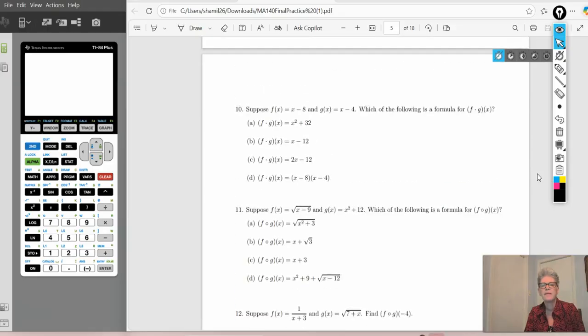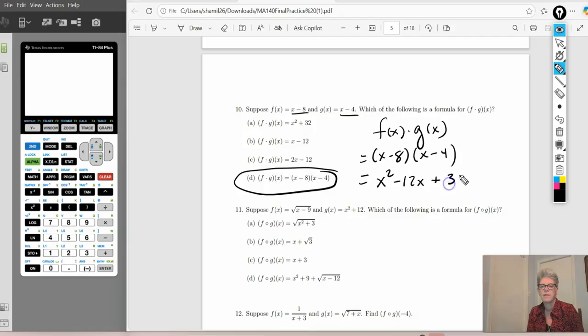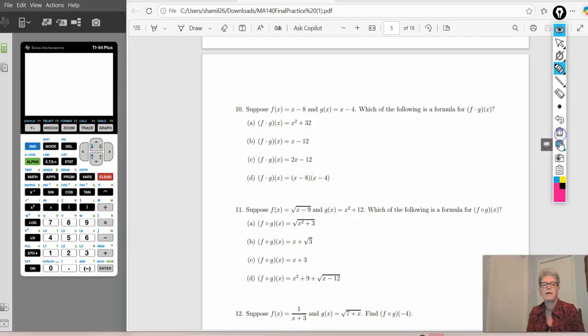Okay, once again, that's simple multiplication there. So f times g, so it's a formula for f times a formula for g. And so it's going to be x minus 8 times the formula for g, x minus 4. And looky there. I'm quite surprised they left it like that. Usually they will go ahead and FOIL it. So usually the correct selection will look like that. That's the first year I've seen them do that, but never mind.